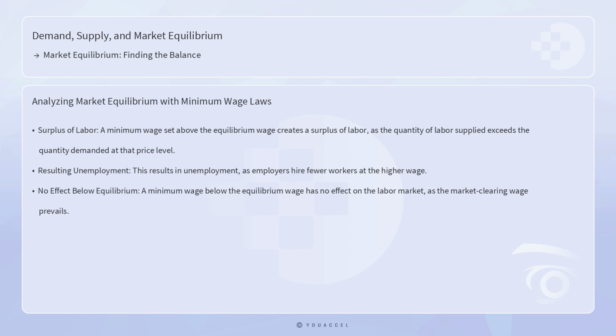Market equilibrium can also be analyzed in the context of minimum wage laws. A minimum wage set above the equilibrium wage creates a surplus of labor, as the quantity of labor supplied exceeds the quantity demanded at that price level. This results in unemployment, as employers hire fewer workers at the higher wage. Conversely, a minimum wage below the equilibrium wage has no effect on the labor market, as the market clearing wage prevails.